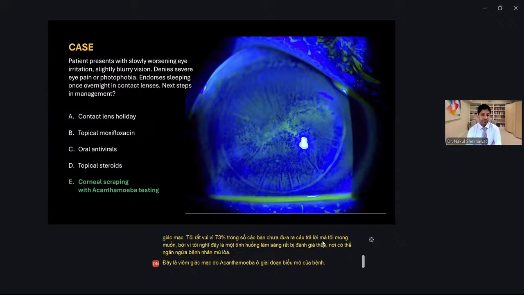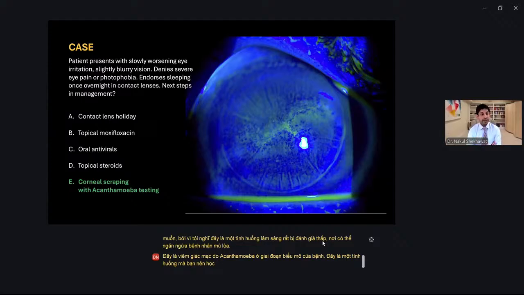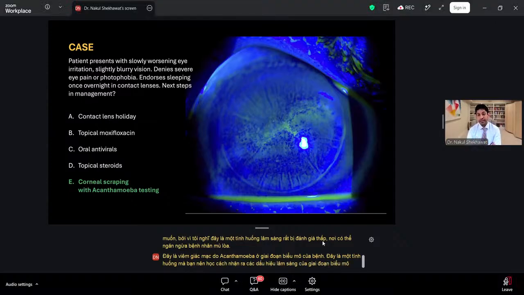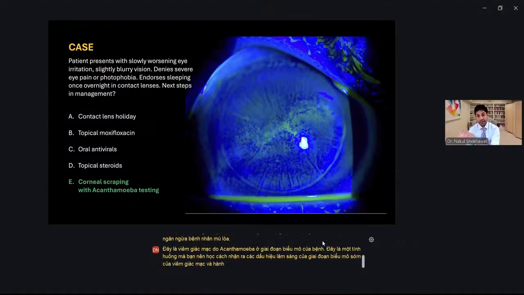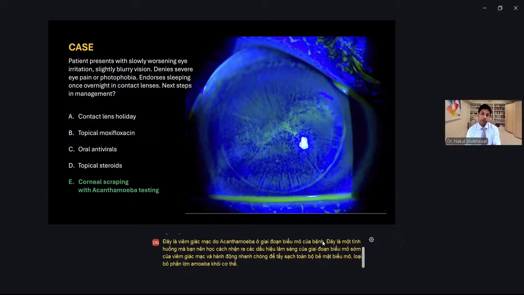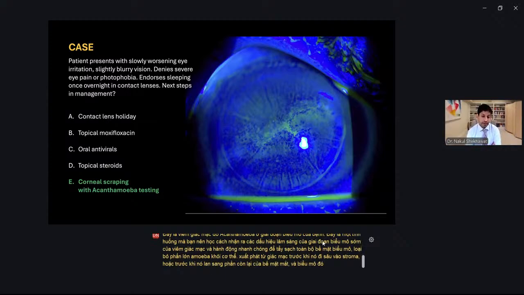This is a situation where you should learn to recognize the clinical hallmarks of early epithelial stage acanthamoeba keratitis and act rapidly to debride the entire epithelial surface, remove the vast majority of amoeba from the cornea before it goes deep in the stroma or before it spreads to the rest of the ocular surface. And that epithelial debridement is therapeutic. You will cure the infection, you will cure the patient of acanthamoeba in that eye.